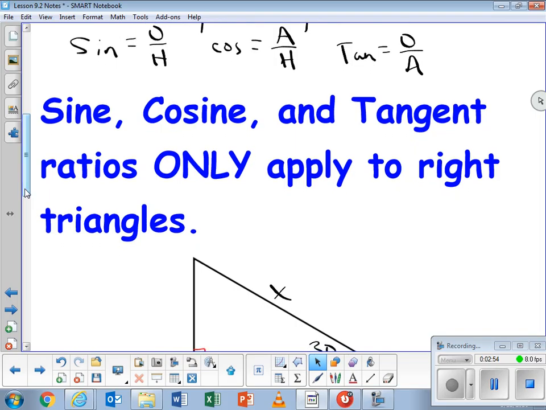All right, remember this. Sine, cosine, and tangent ratios only apply to right triangles. They only apply to right triangles. I know I emphasized that yesterday.